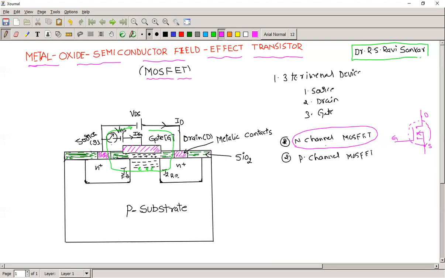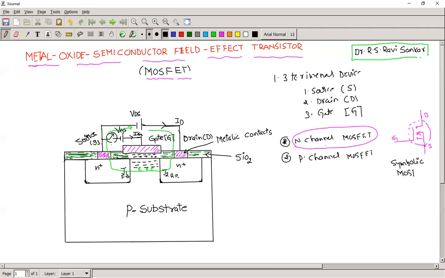Now we have seen how to turn on the MOSFET. It is a three-terminal device. One is source, second one is drain, third one is the gate. The source is represented with an S, drain is represented with a D, whereas the gate terminal is represented with a G. This is the symbolic representation of the MOSFET.